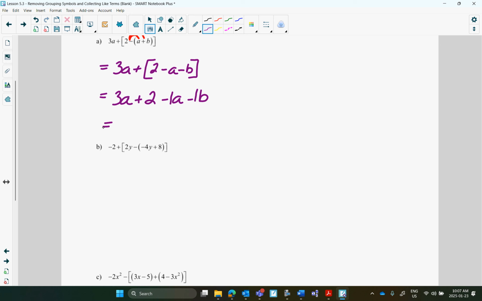What do I get? 2a minus b plus 2. Or if some of you wrote it 2a plus 2 minus b, that's fine too. Both are correct. If you left the 1 in front of the b, that's okay.